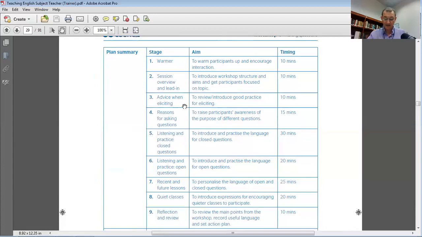Okay, so that was the last one. And the session ends, as they all do, with a reflection and review where the participants will write up their action plan. So that is the workshop for asking questions.